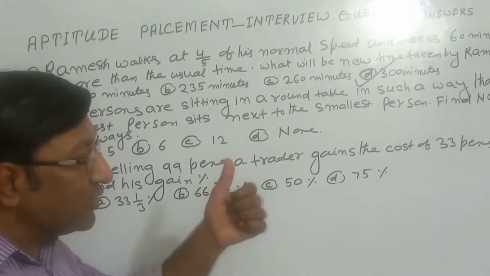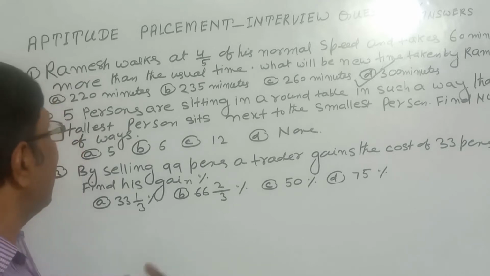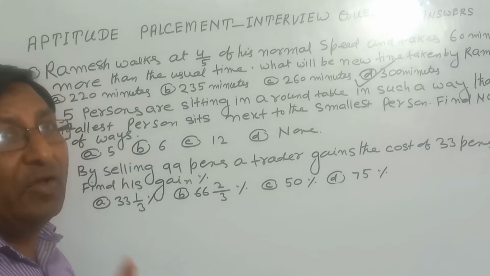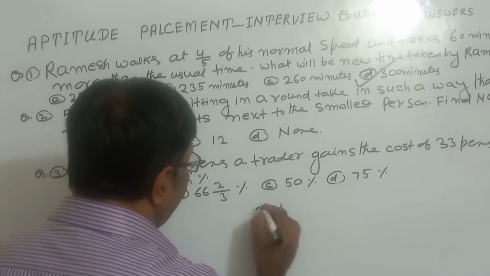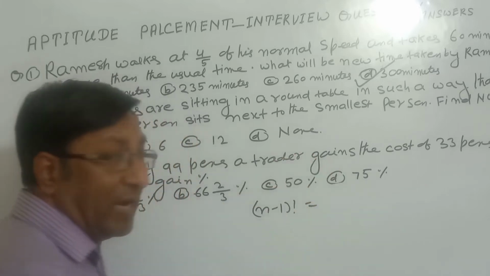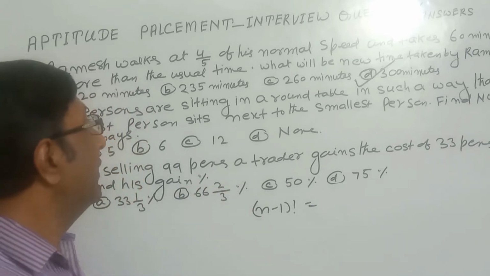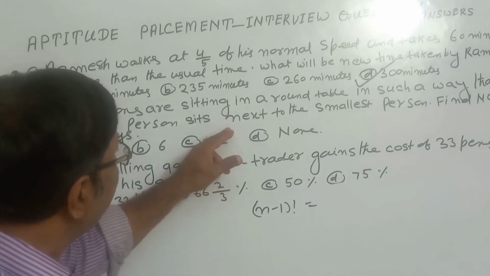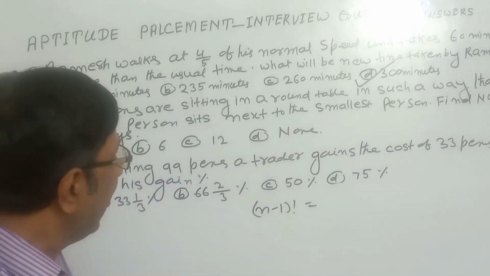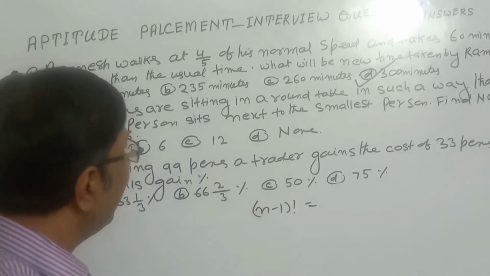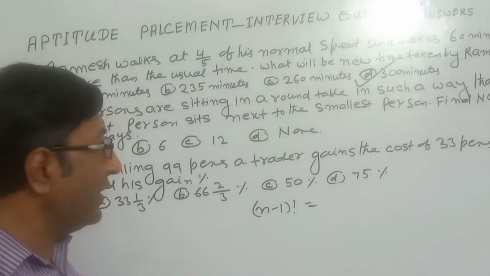So the tallest and smallest persons become one, as they always sit together. So from 5 persons, we get only 4 persons. So what will our right answer be? The formula is n minus 1 factorial. Here 5 persons are given, but the condition is that the tallest and smallest always sit together. So n minus 1 factorial is the formula. So here 5 persons, and these 2 become 1, so we get only 4.